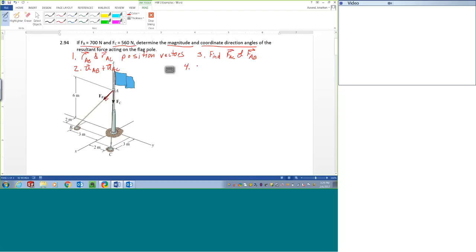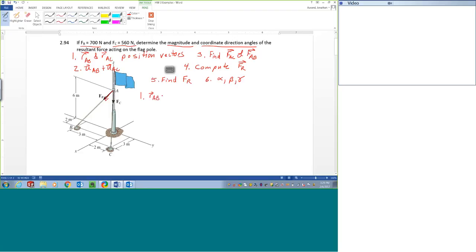Step 4, compute the resultant FR. Step 5, find the magnitude of FR. And step 6, find the coordinate direction angles alpha, beta, gamma. All right, so step 1, we're going to find position vectors, RAB.